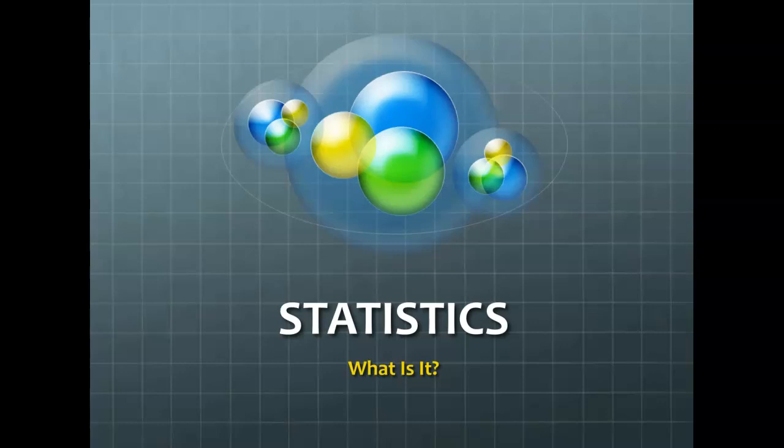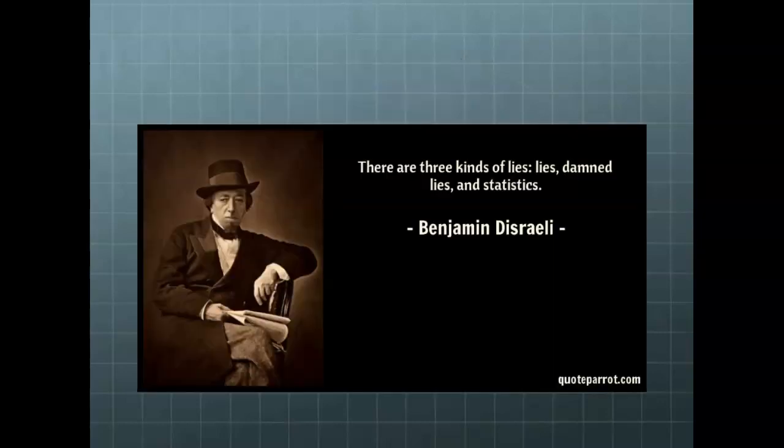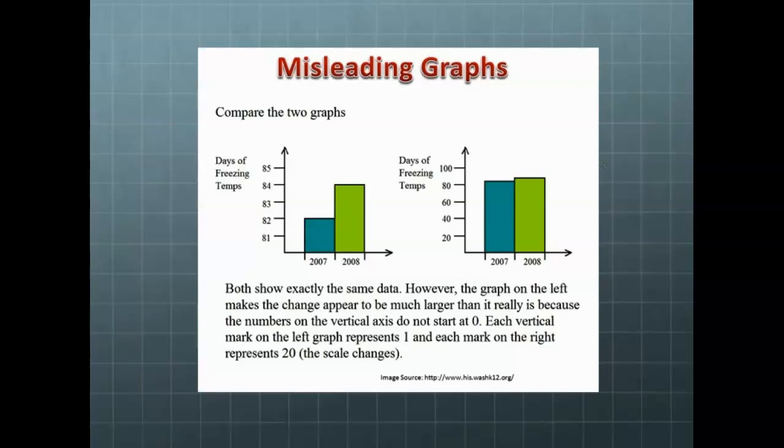What is statistics? Benjamin Disraeli once said, there are three kinds of lies: lies, damn lies, and statistics. It is so easy to lie with statistics. For example, with misleading graphs. Let's look at these two graphs. It seems like those two are different graphs, but both show exactly the same data.